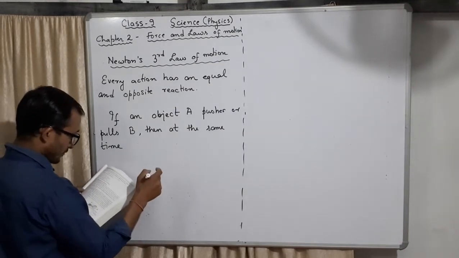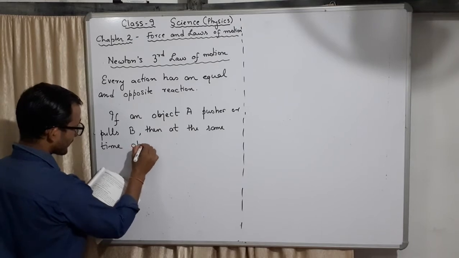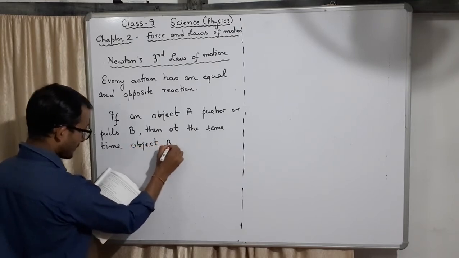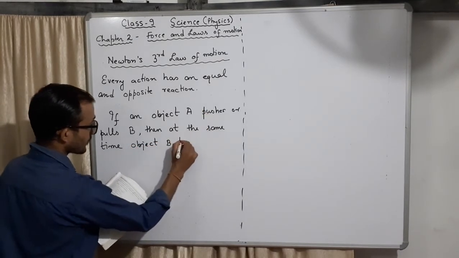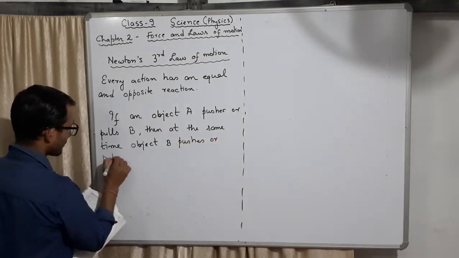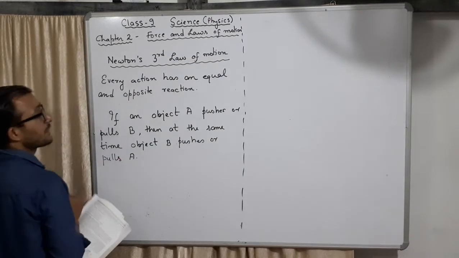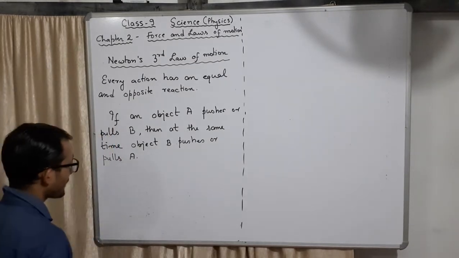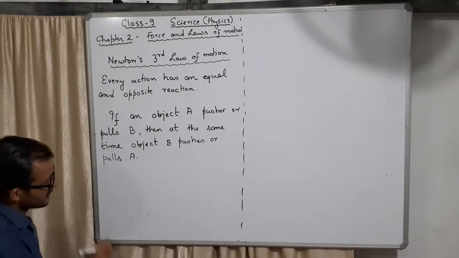At the same time, what happens? Object B pushes or pulls A. This is the meaning of this statement. Now we can understand with many examples.